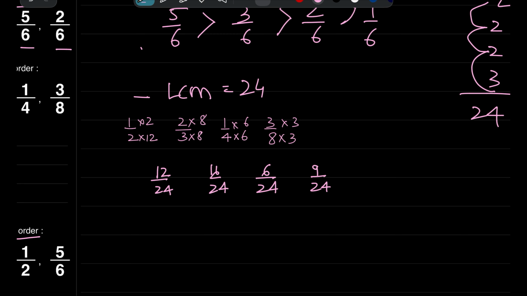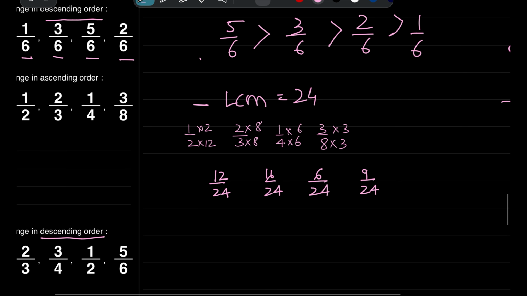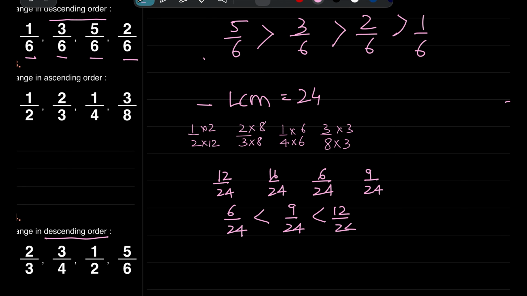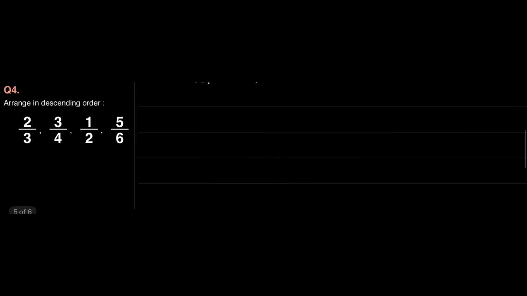So how do we arrange that? It's in which order? Ascending order. 6 upon 24, then 9 upon 24, 12 upon 24, 16 upon 24. Now the LCM of 3, 4, 2 and 6.